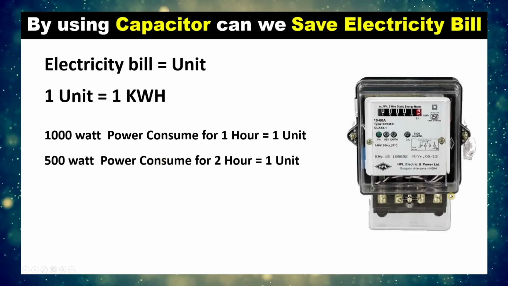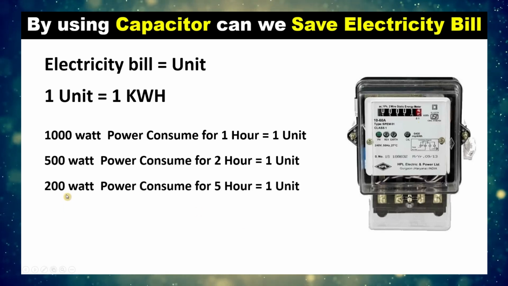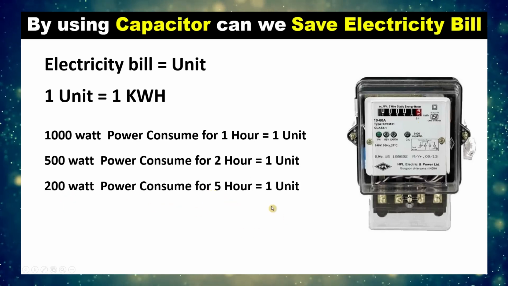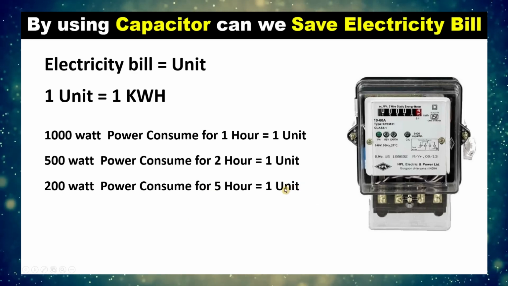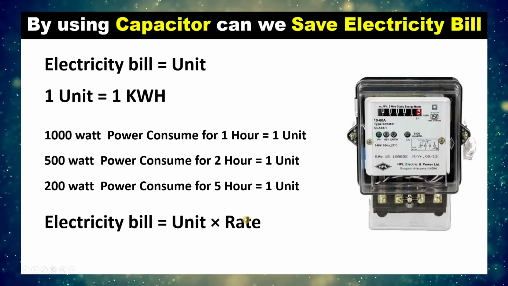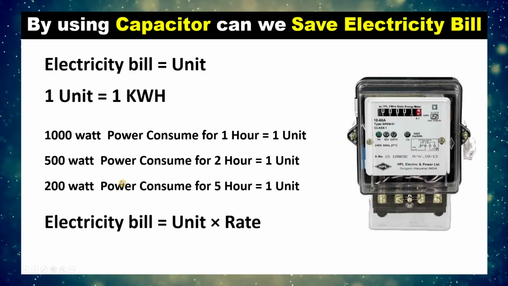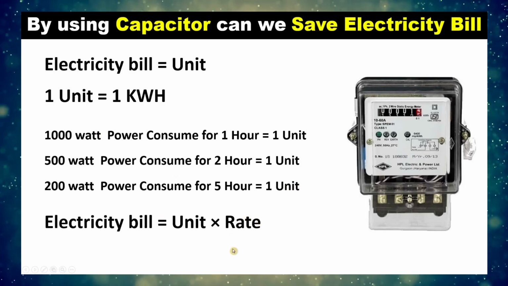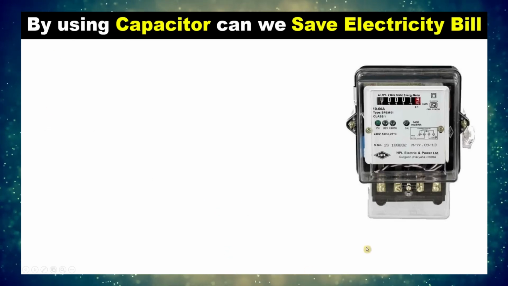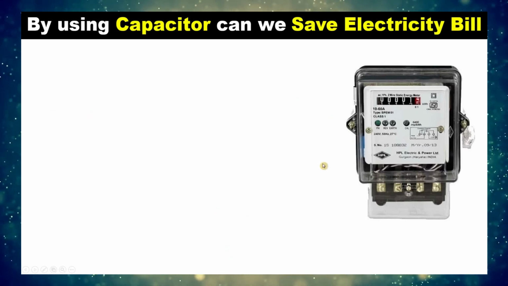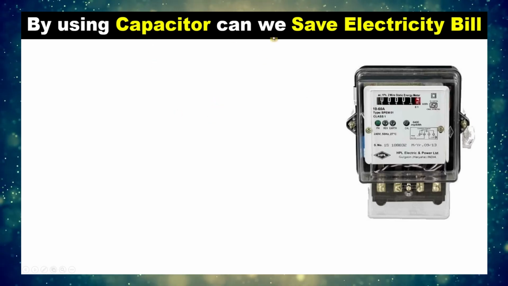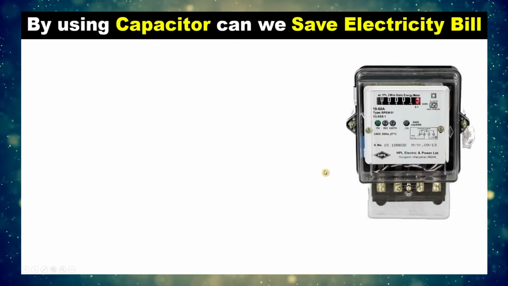Similarly, if you connect a load of 500 watt, then you have to run it for 2 hours, then only 1 unit of power consumption will be there. In this way, if you connect a 200 watt load, then you have to run it for 5 hours. Then only 1 unit of power consumption will be there. Whatever unit power consumption is there in your home, multiply it by the rate. Then the electricity bill is calculated. The meaning of rate here is how much money you have to pay on 1 unit of power consumption. The main concept is with this energy meter.